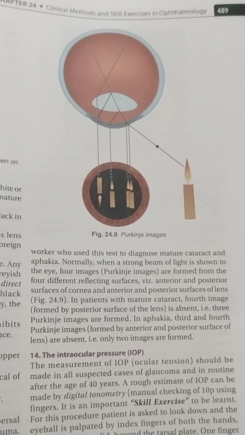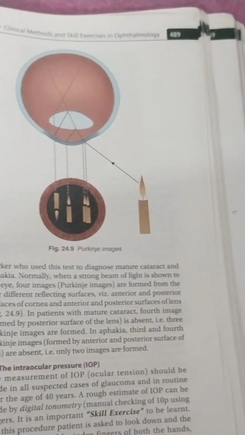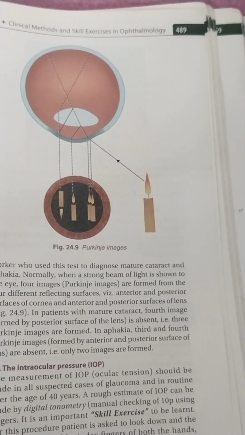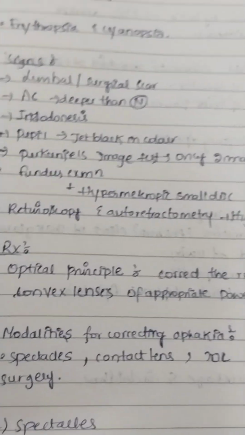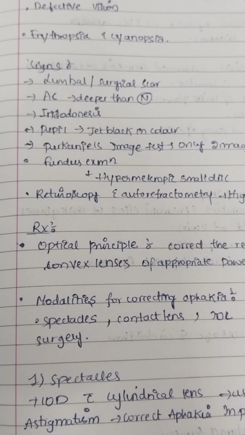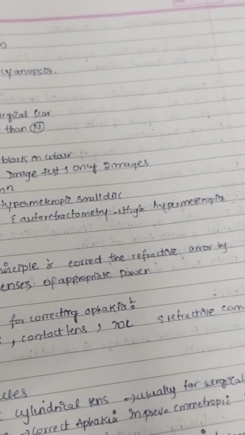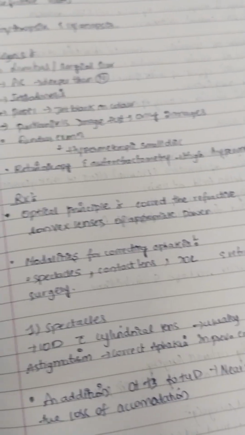4 Purkinje images in a normal eye, whereas in the aphakic eye only 2 Purkinje images, because of the absence of the lens there will be cancellation of the lens refraction. Okay, that's the diagram. On fundus examination, you will see a small hypermetropic disc. If you do retinoscopy and auto refractometry, you will find high hypermetropic findings.